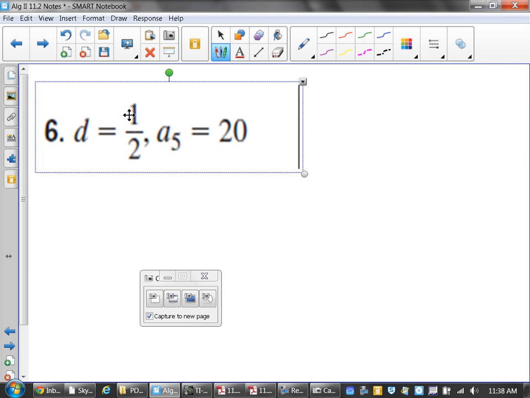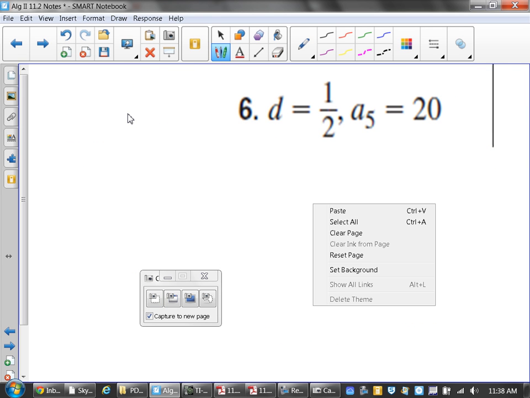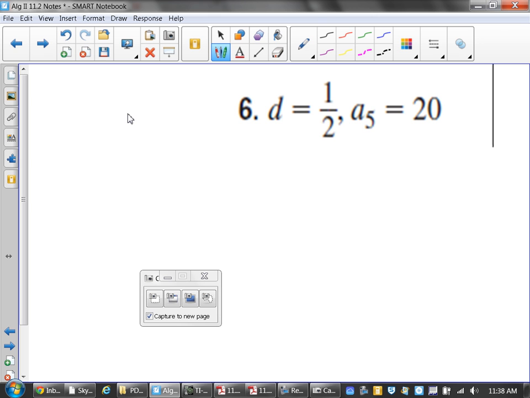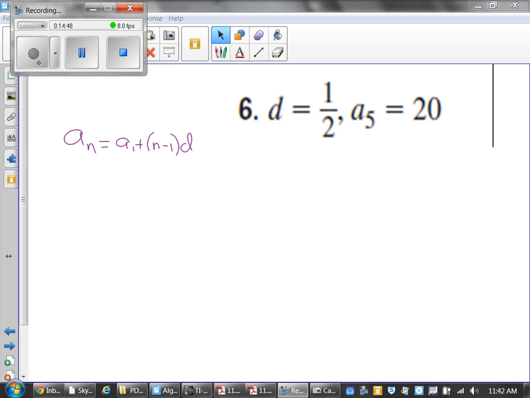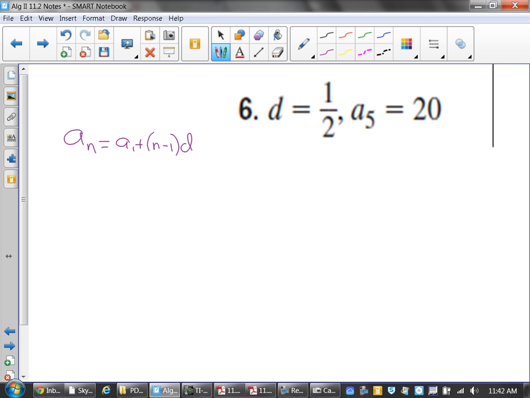Okay. Your difference is 1/2. Your 5th term is 20. I'd like you to write out the equation for the nth term. Take a second, see if you can figure it out. A lot of you guys were working just fine on this one. You know in this case that the 5th term is 20. So that means your n value here is 5, and you know your difference is a half.